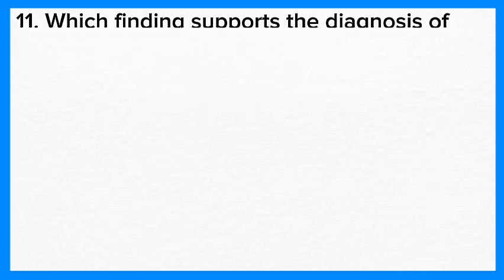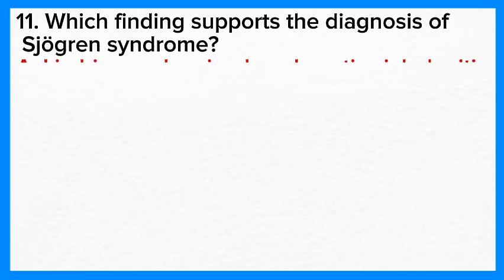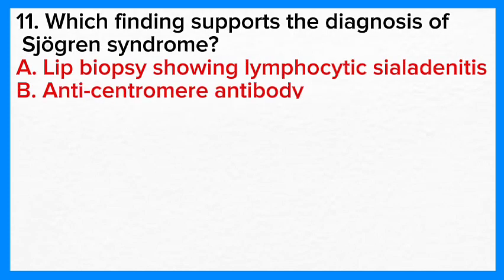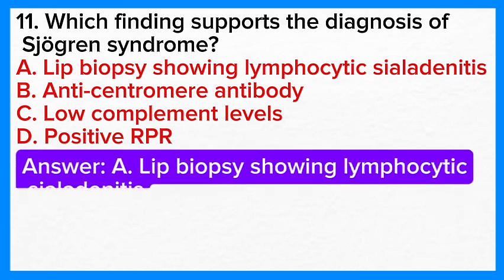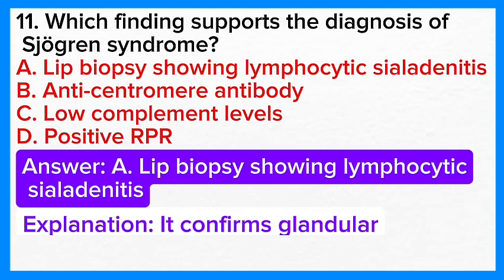11. Which finding supports the diagnosis of Sjögren syndrome? A. Lip biopsy showing lymphocytic sialadenitis, B. Anti-centromere antibody, C. Low complement levels, D. Positive RPR. Answer: A. Lip biopsy showing lymphocytic sialadenitis. Explanation: it confirms glandular inflammation.